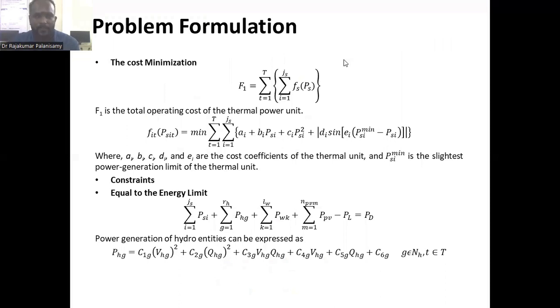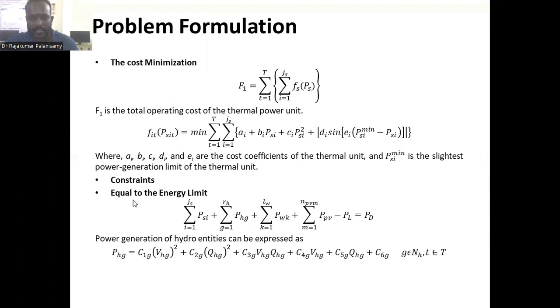Here F1 represents the total operating cost. F1 is equal to the summation over t equal to 1 to T, summation over i equal to 1 to Ns, of F(Ps). Here Ps is the thermal power, and Fs is the fuel cost of thermal. So F1 is the total operating cost of the thermal power units, and this is a non-linear problem. A, B, C, D, and E represent the cost coefficients of the thermal units, and Ps minimum and Ps maximum represent the limits of the particular generator. This is the objective function.